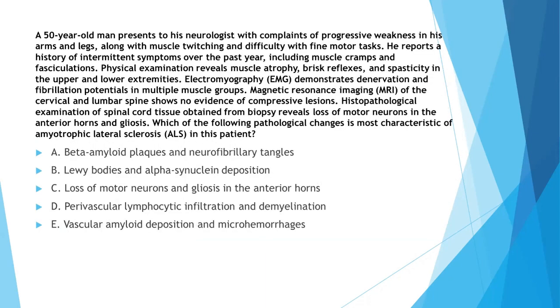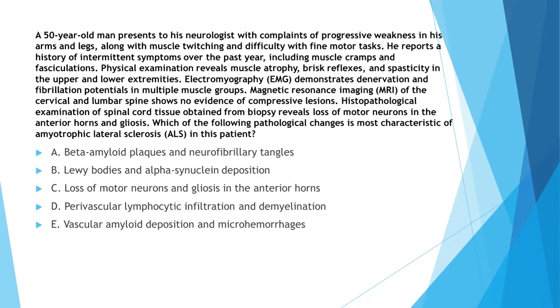Let's move to another question. So, which of the following pathological changes is most characteristic of amyotrophic lateral sclerosis in this patient? A 50-year-old man presents to his neurologist with complaints of progressive weakness in his arms and legs. Along with muscle twitching and difficulty with fine motor tasks, he reports a history of intermittent symptoms over the past year, including muscle cramps and fasciculations. Physical examination reveals muscle atrophy, brisk reflexes, and spasticity in the upper and lower extremities.